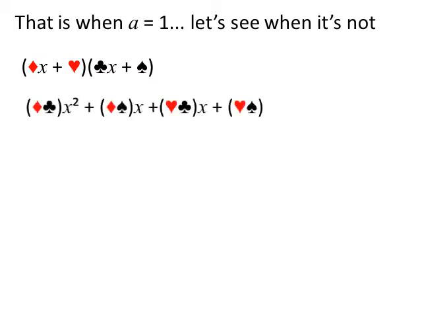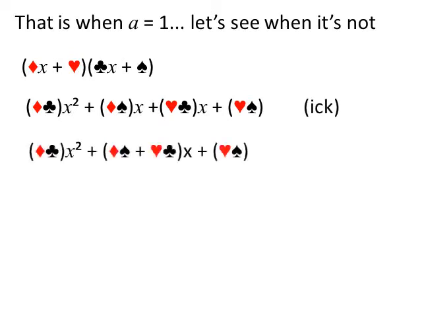Well, when you multiply this together, you get diamond times club times x squared from the first. From the outside, you get diamond times spade times x. From the inside, you get heart times club times x. And from the last, you get heart times spade. Then you combine the like terms in the middle. That's, by the way, not a good-looking thing. You get diamond times club times x squared plus diamond times spade plus heart times club times x plus heart times spade.